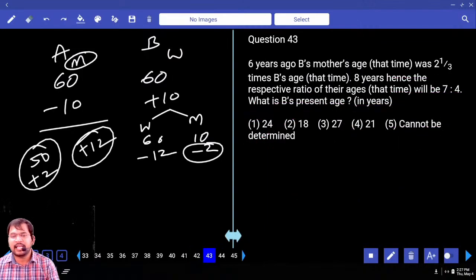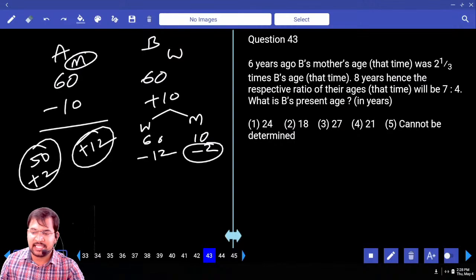Next, 6 years ago B's mother's age is 2 1/3 times of B's age.